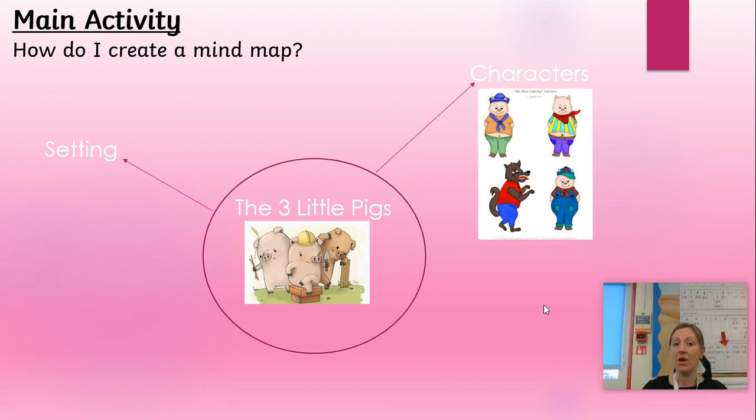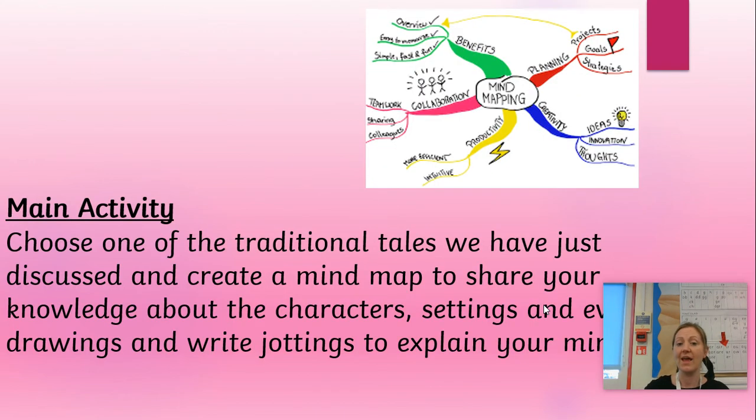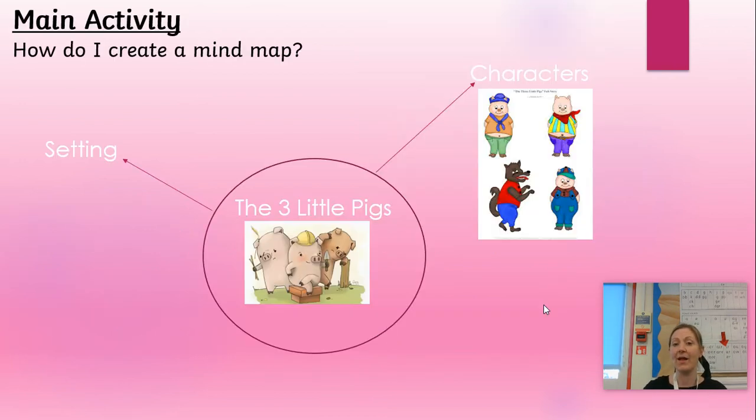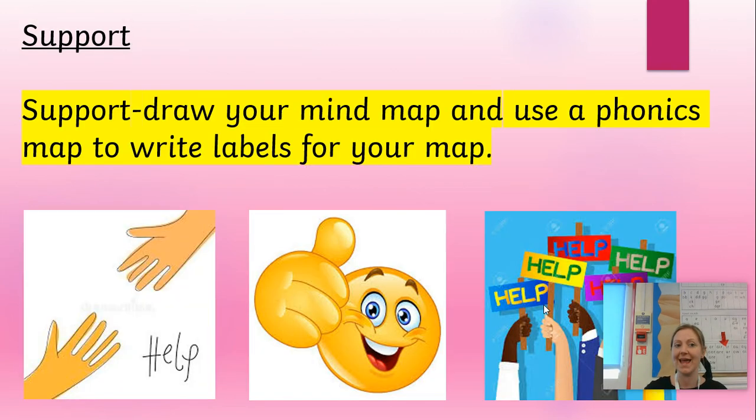Okay, and then coming off of your main circle, you can see some arrows, and that is where you are going to share your information. I want all the information you can include about that story, about the characters, about the setting, about the main events. Okay, so there's as much information about that particular traditional tale as you possibly can.